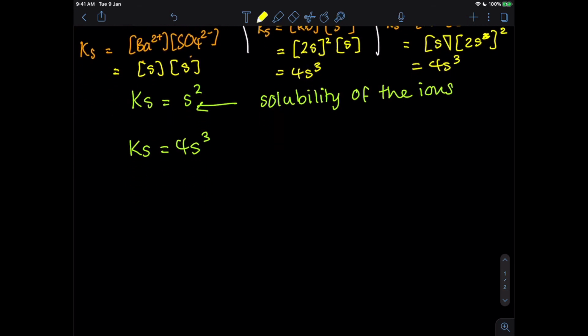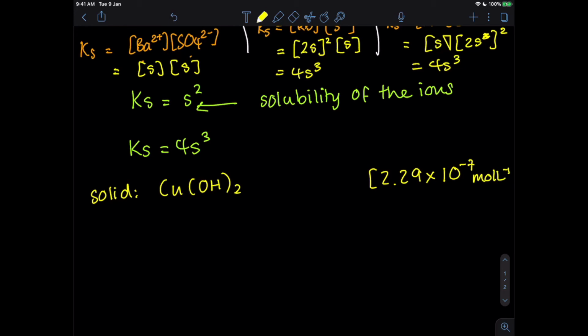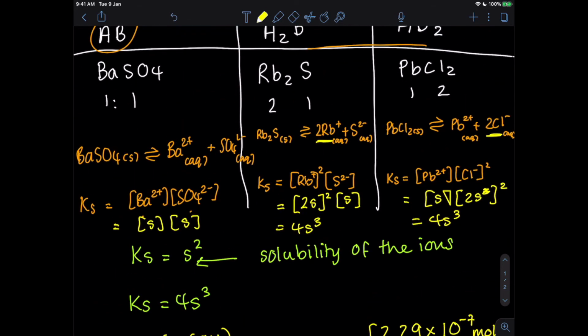So let's say that we have got the concentration. Our solid is copper hydroxide, so Cu(OH)2, and I have been informed that the solubility of my compound is 2.29 times 10 to the power of negative 7 mole per litre. You will sometimes see in questions that they give the solubility of the full compound, but that is still just S. So whatever concentration they give you, that is S.